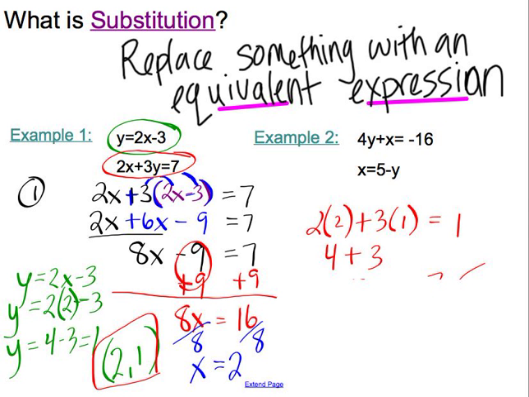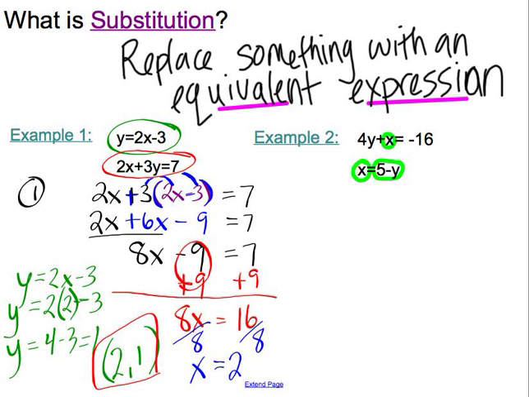Let's take a look at the next one. This next type was causing a lot of problems as well because of the parentheses. So this next one, again, we're substituting. In this case, though, we're substituting for x because x is the variable that's alone, and x gets replaced in the other equation. Now 5 minus y is the same as x, so I'm going to put 5 minus y in for x. These 3 green circles are equivalent.